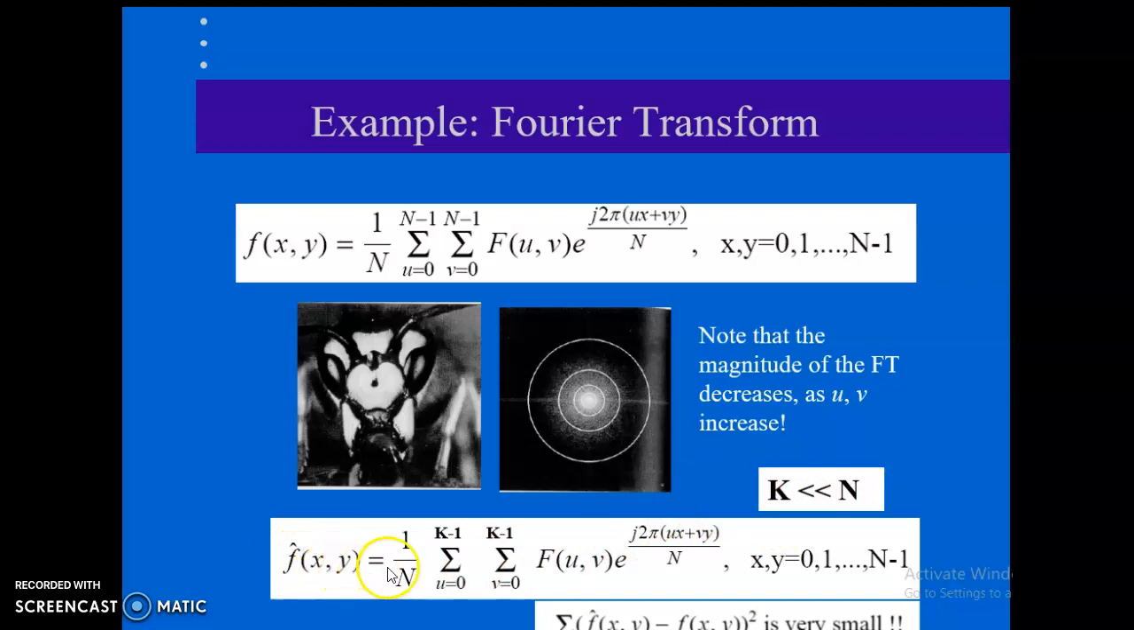Here f cap of x, y equals 1 by n, summation over u from 0 to k minus 1, summation over v from 0 to k minus 1, F of u, v e to the power j 2 pi (ux plus vy) divided by n, for x, y equal to 0 to n minus 1. The summation over x, y of (f cap of x, y minus f of x, y) whole square is very small.